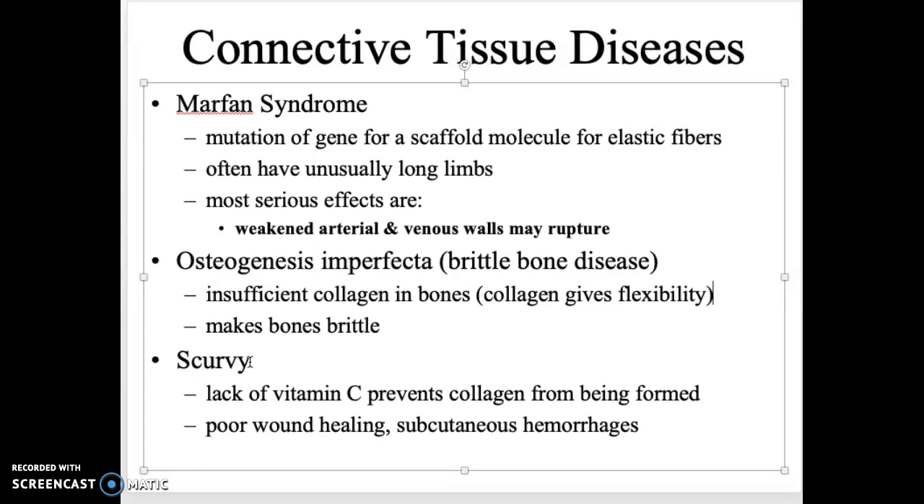Scurvy, we don't really talk about very much anymore, but this is from a lack of vitamin C, which prevents collagen from being formed. This collagen is what's found in your skin to give it nice stretching and flexibility. If we don't have that, we can't stretch and we'll get hemorrhages under the skin, and then it also impacts the wound healing. So if you get a cut, it might not heal for months because you don't have enough vitamin C. Scurvy is really rare in today's day, but for like sailors at sea for a long time, that's where this was discovered.